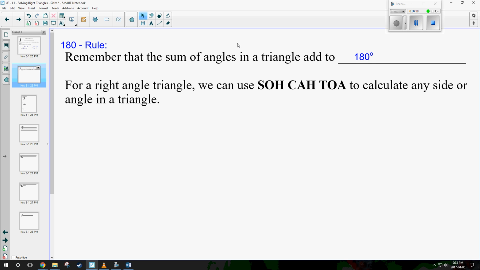And we use this rule to help us when we're given two out of the three angles. By using our 180 rule, we can determine what our third angle is.